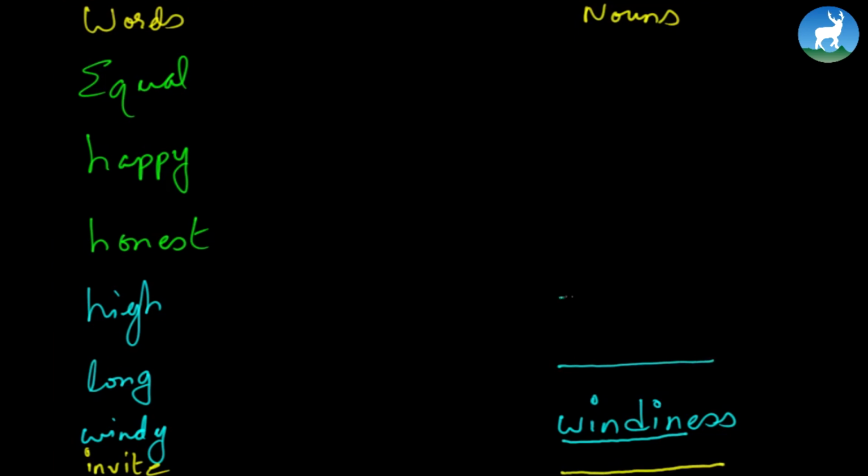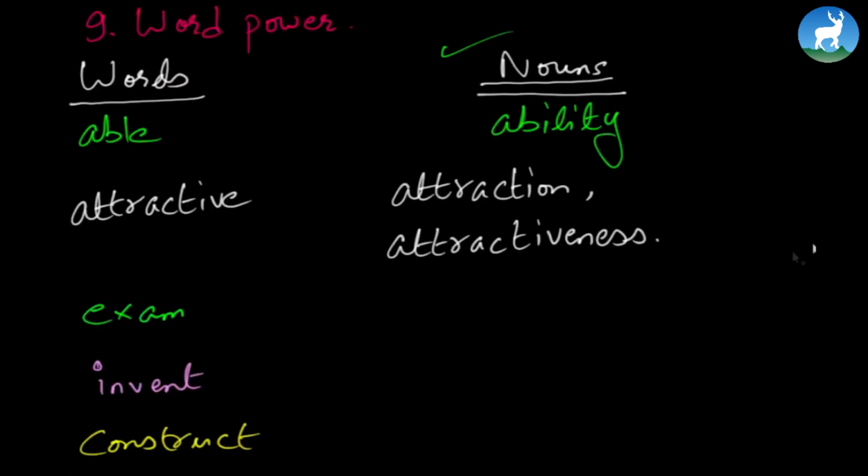Now, with the help of a dictionary, you can do it for invite, you can do it for long, you can do it for high, you can do it for honest, for happy, for equal, right? And similarly, you can now do it for exam, you can do it for invent, and of course, you can do it for construct as well. Make sure to get the best help from the dictionary.